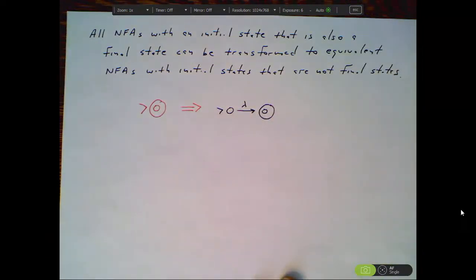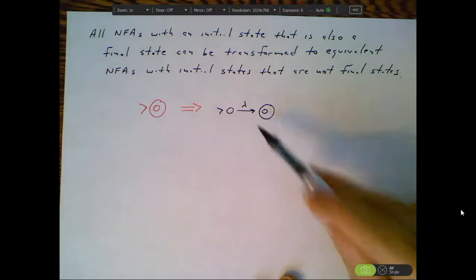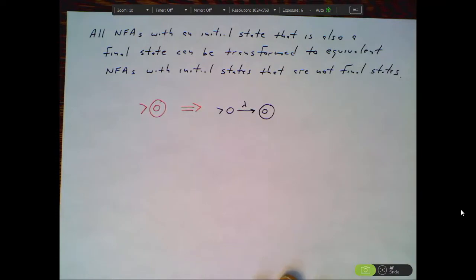So this introduction to non-determinism will be useful to us to simplify the key proof here, which is in fact that these finite state machines are the machinery required to recognize regular languages. So let's stop here.